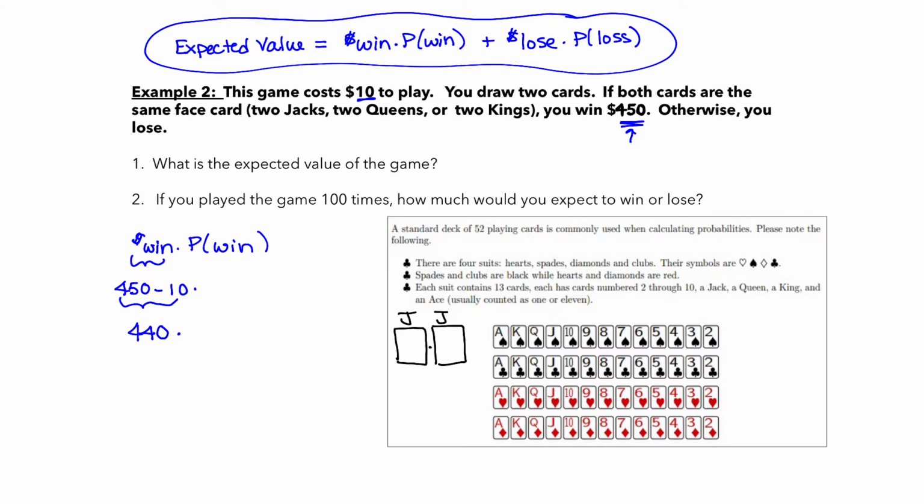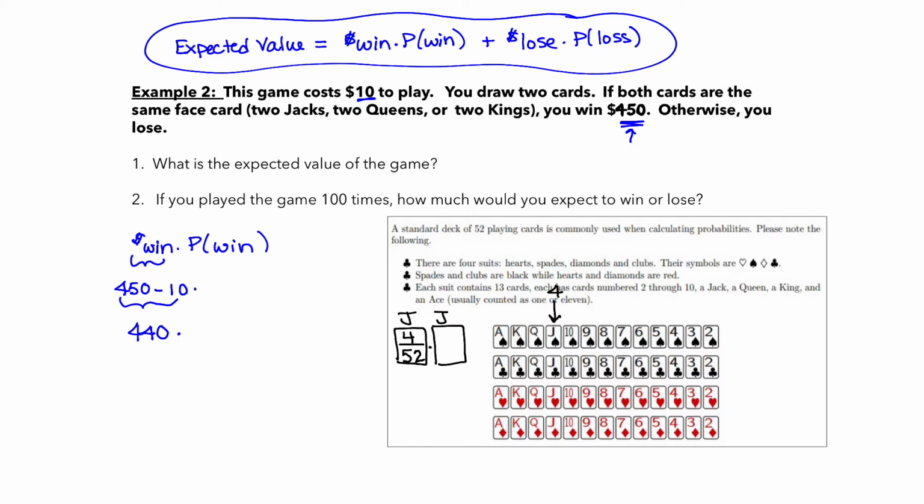What's the probability that we have two jacks? Let's start there. How many jacks do we have in our suit? Notice there are 4 jacks in the deck: a jack of spades, a jack of clubs, a jack of hearts, and a jack of diamonds. So we have 4 total jacks. We have 4 jacks out of 52 playing cards. So we would say that for that first card, the probability of just getting a jack is 4 out of 52.